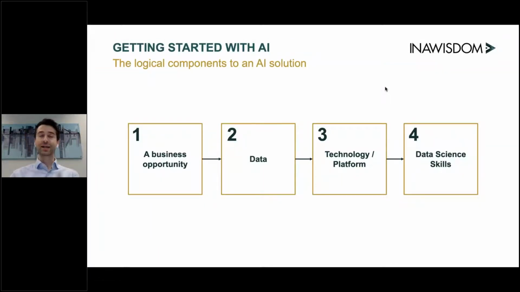Okay, back to basics again. These are the basic building blocks for any AI solution out there. Having a strong business opportunity and knowing exactly what you're doing, understanding your data and having enough data to help you move forward, have a platform where your solution will live, and of course, having the right people and the right skills to help you accelerate that journey.